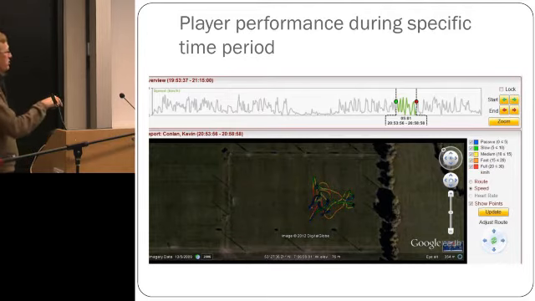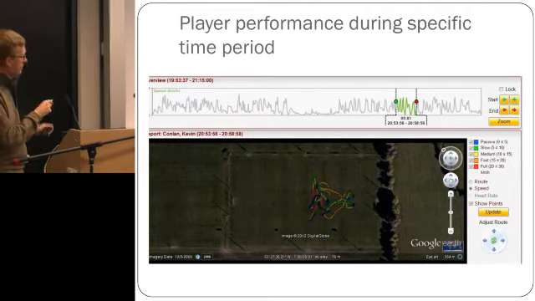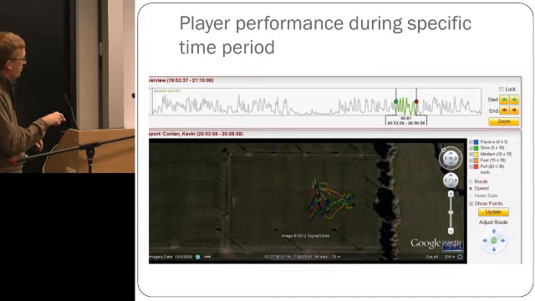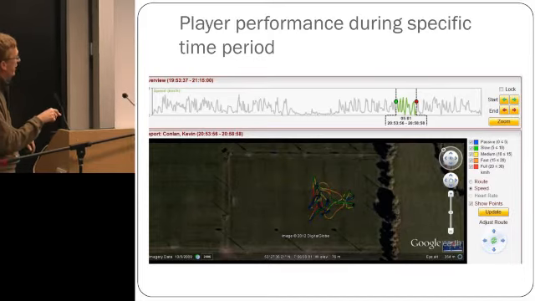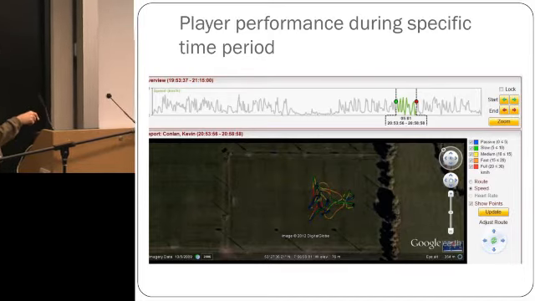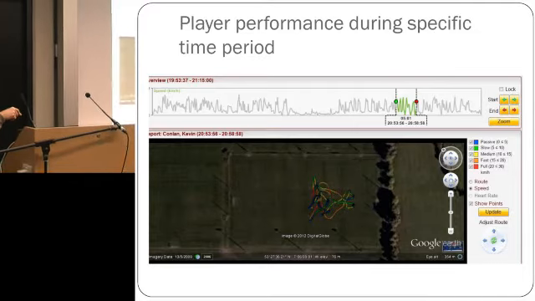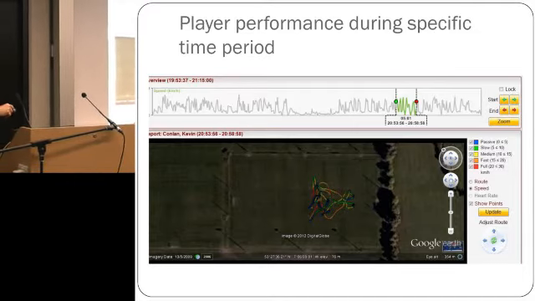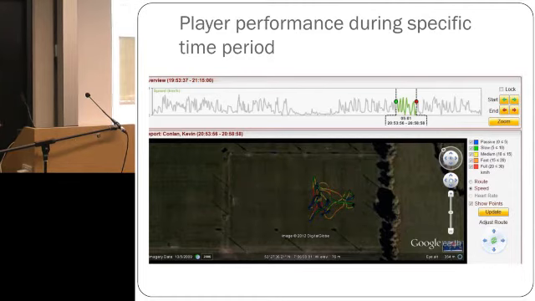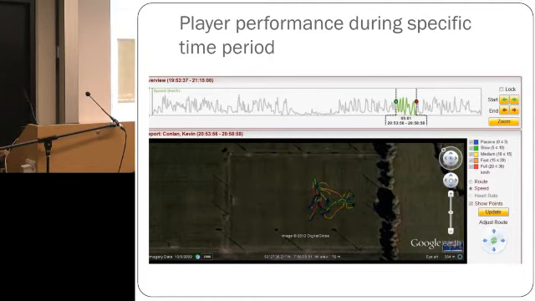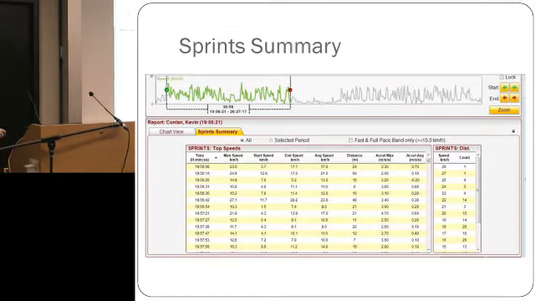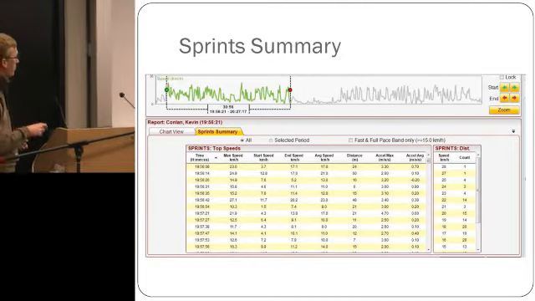Maybe if we told him at a particular time to push forward a bit more, we're localizing the time in the second half. Seeing where he actually was, was he doing the job he was supposed to do? If we tell someone to push forward, did he actually push forward into a space? Again, very useful in analyzing the tactical aspect of the game.